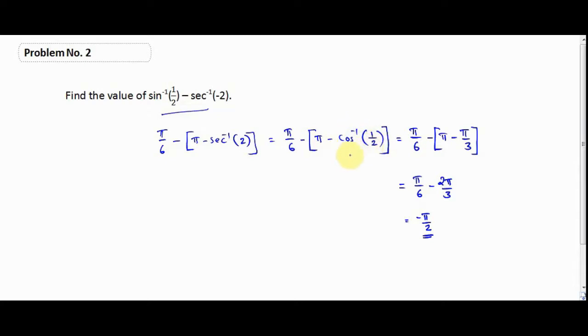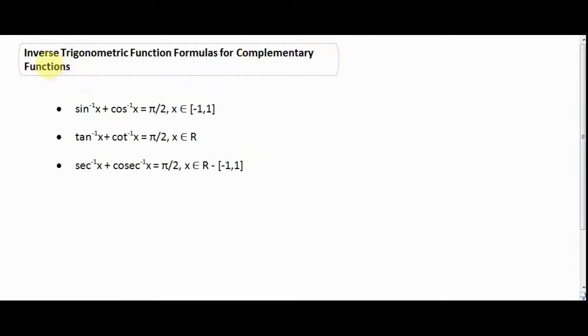So we are making use of two inverse function formulas to solve this problem. Now let's have a look at inverse trigonometric function formulas for complementary functions. The first formula goes like this: sine inverse of x plus cos inverse of x is equal to pi by 2. And the second one is tan inverse of x plus cot inverse of x is equal to pi by 2. And the third one is sec inverse of x plus cosec inverse of x equal to pi by 2.